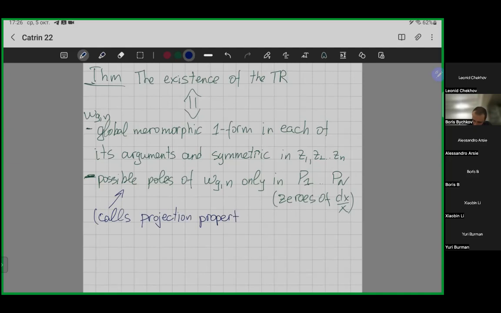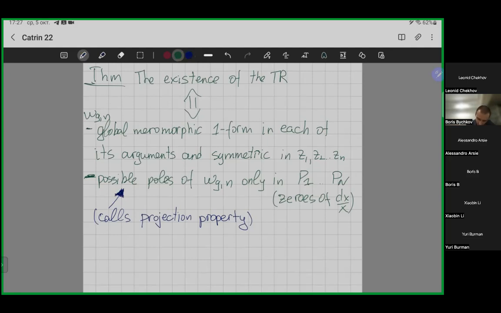And in fact, this formulation of the projection property is like this only if sigma is CP1. If sigma is a surface of higher genus, then the projection property is formulated a little bit harder. But in the case where sigma is CP1, it is formulated as I did, and in my lecture sigma will be CP1, so I want to write it this way.